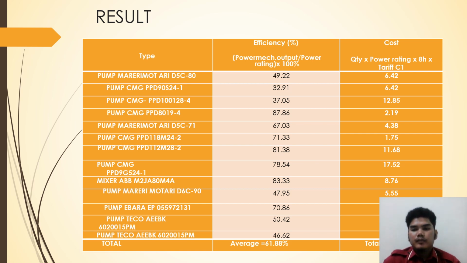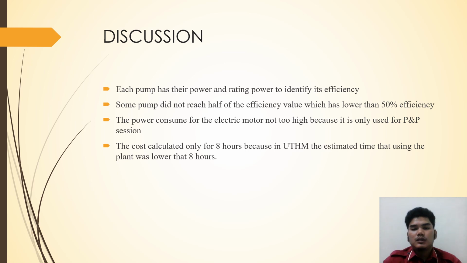So for the discussion of the experiment, each pump has a power and a power rating to identify its efficiency. Some pumps did not reach half of the efficiency value, which is lower than 50% efficiency. The power consumed by the electric motors is not too high because they are only used for PNP sessions. The cost is calculated only for 8 hours because in UTHM the estimated time of using the plant is lower than 8 hours.